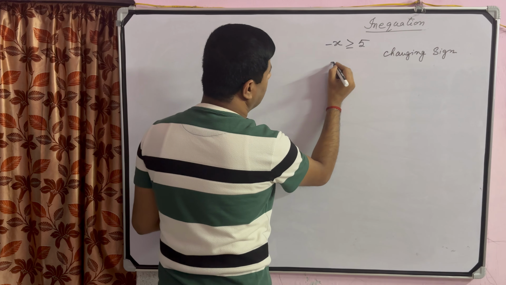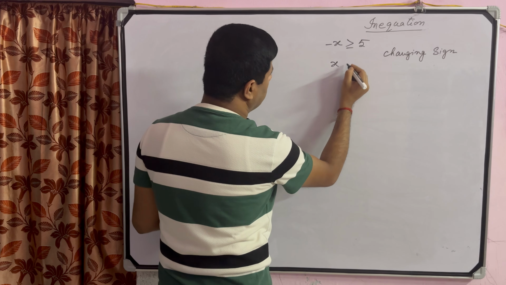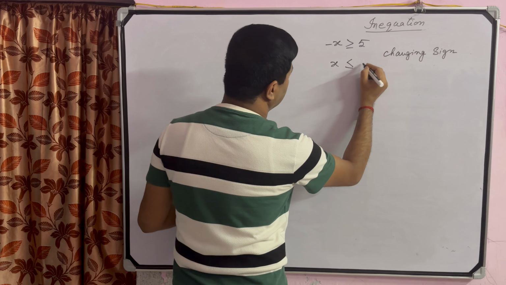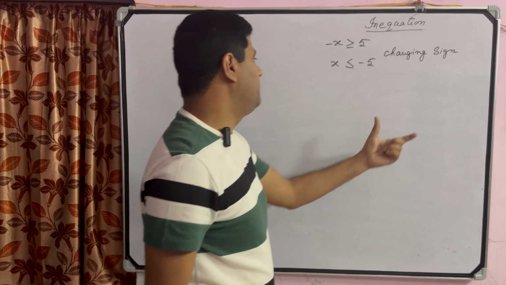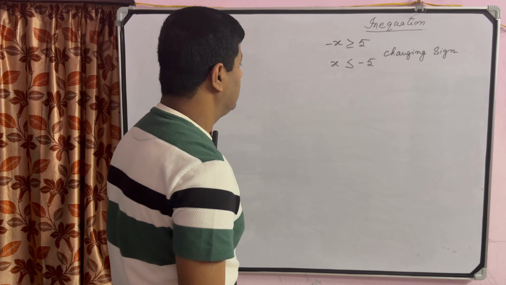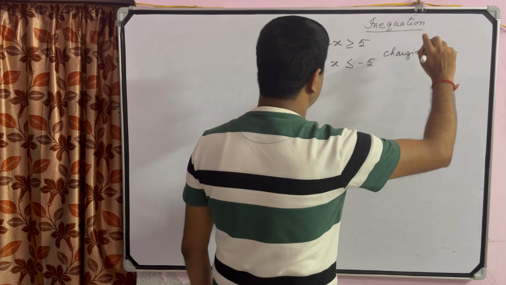This means this negative will become positive, this greater than equal to will become less than equals to, and this 5 will become negative 5. Okay. You might be thinking that why I'm doing this, I'm memorizing this, not like that. So I'm going to make you understand how it is happening.